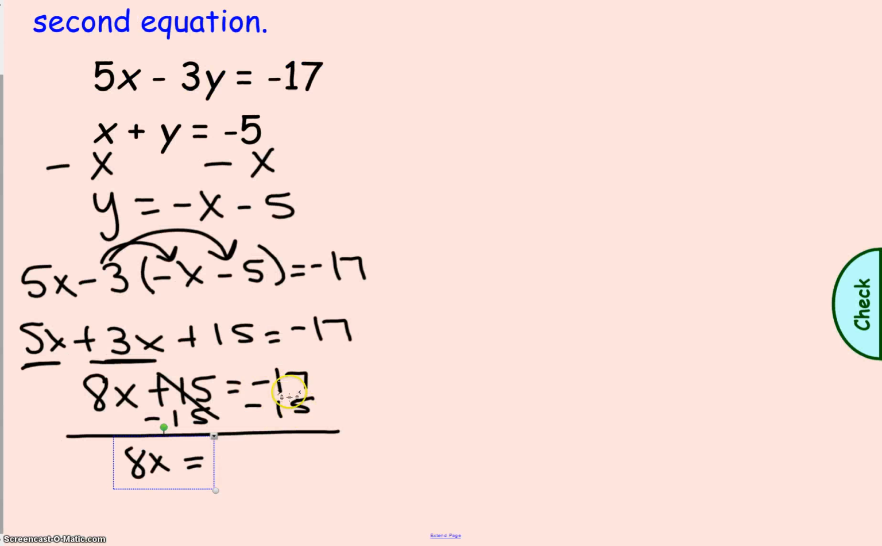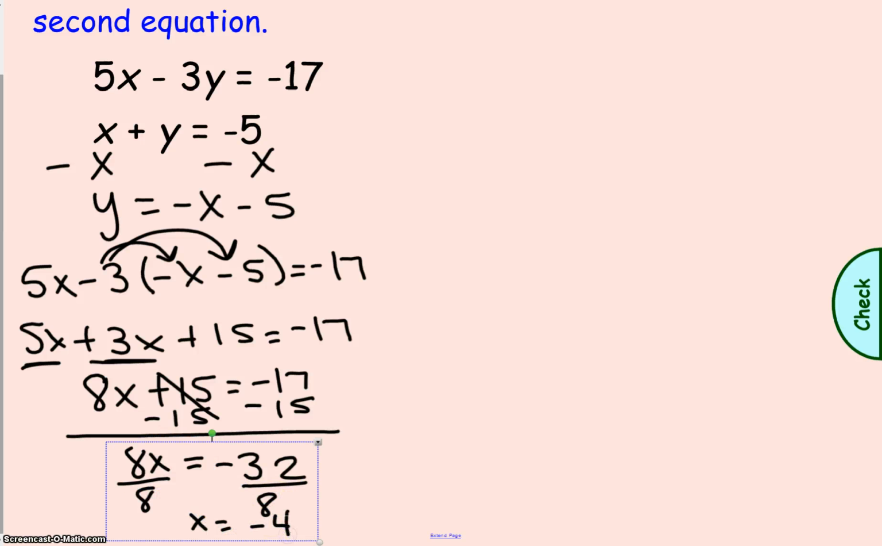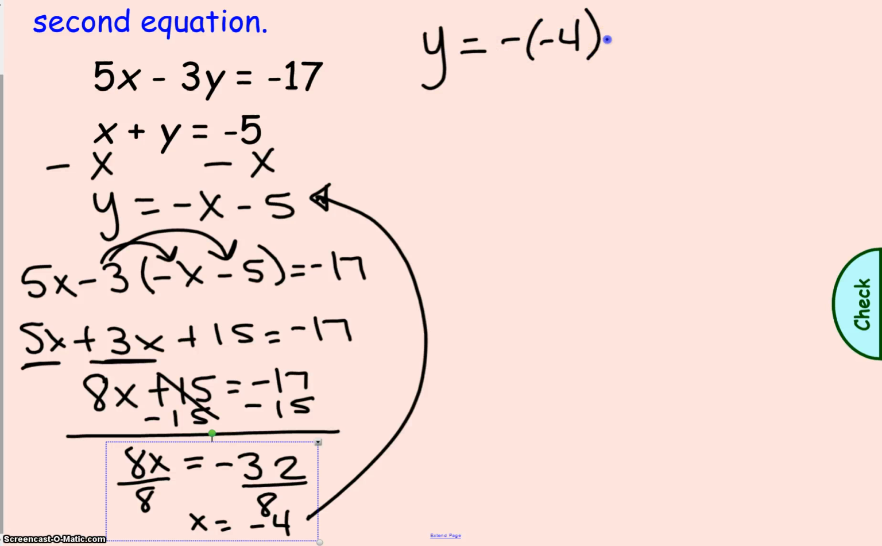Because these are both negative, you add them together. Negative 32. Divide by 8, divide by 8, x equals negative 4. Now that I have x, I can stick it back in this original equation. Y equals negative times negative 4 minus 5. These become a positive, so y equals negative 1. So my solution is negative 4 comma negative 1.